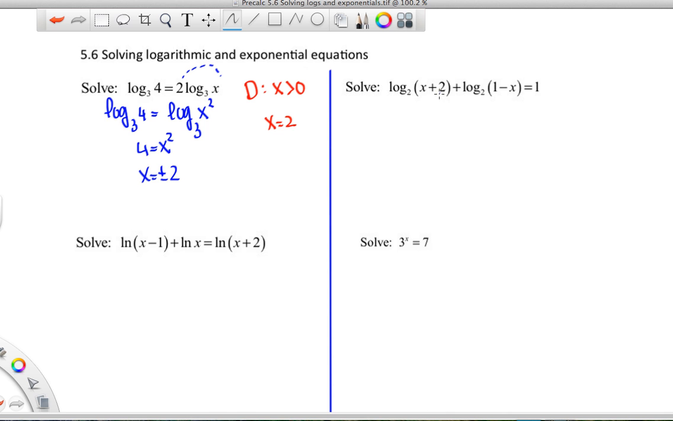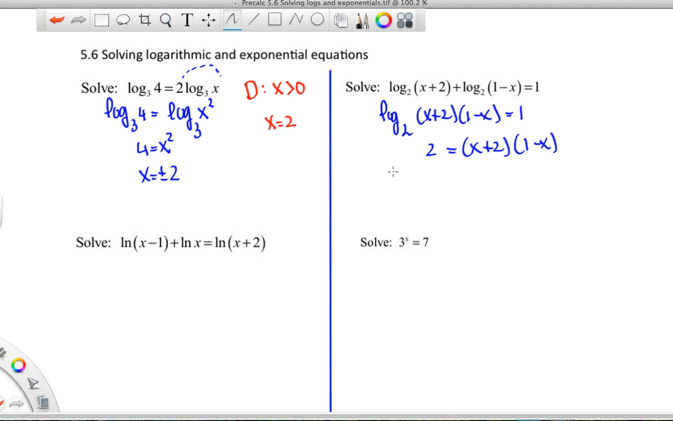Same thing over here, same idea here. We have same bases, so we can do a little math with that. So we would get x plus 2 times 1 minus x is equal to 1 here. Use the definition of a log. 2 to the exponent of 1, which is just 2, is equal to x plus 2 times 1 minus x.